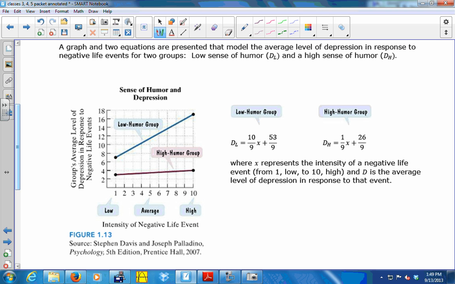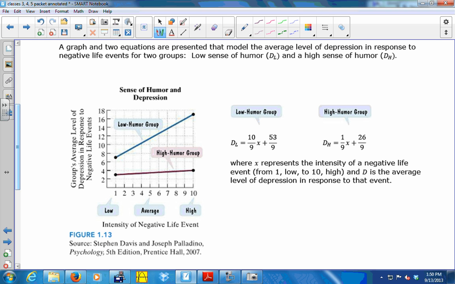So we have a formula for each of these that involves some fractions. X represents the intensity of a negative life event. So 1 being a low intensity negative event, and 10 being a really intensely negative event. And then D is the average level of depression in response to that event. So on the x-axis, we've got how bad the event is, right? And on the y-axis, we've got a depressive response. And then high humor group and low humor group, red and blue.